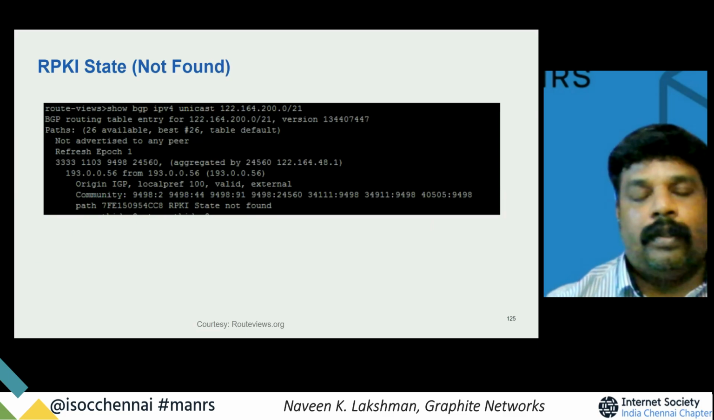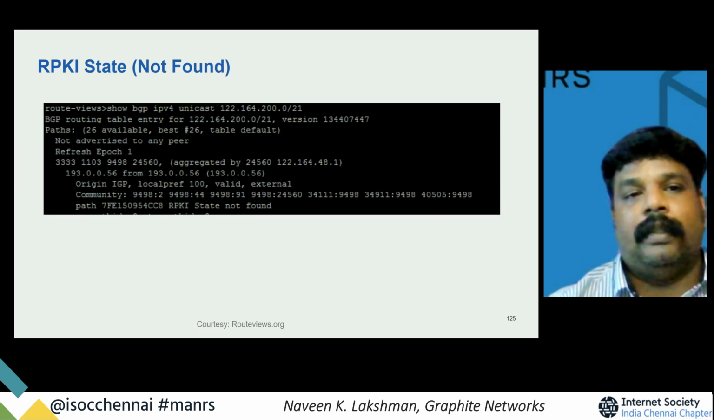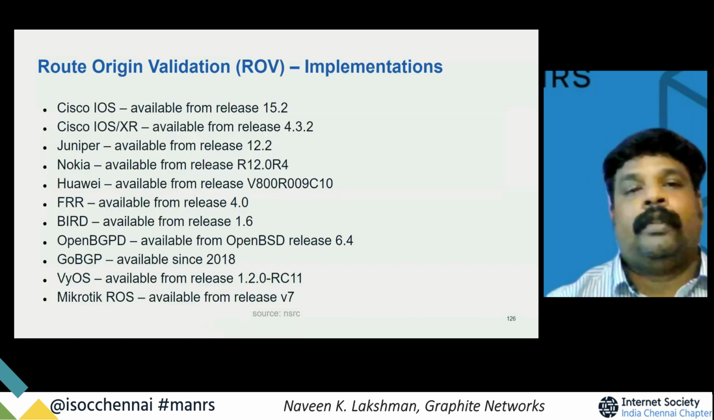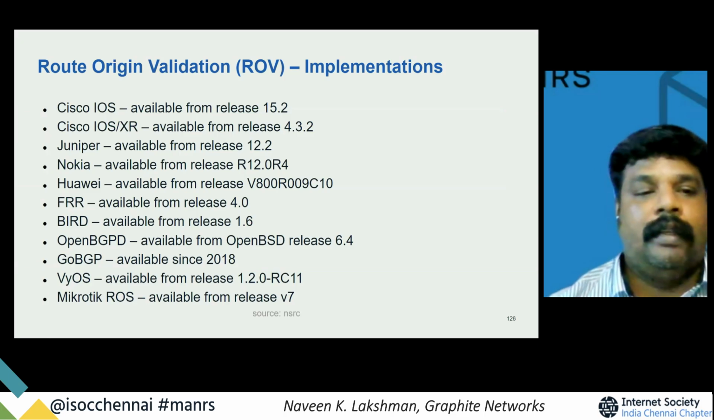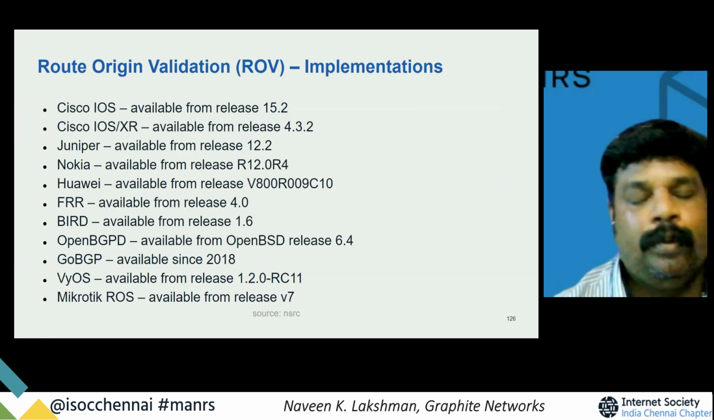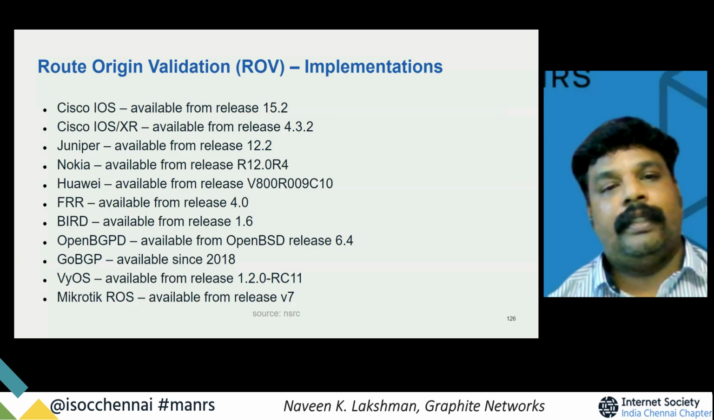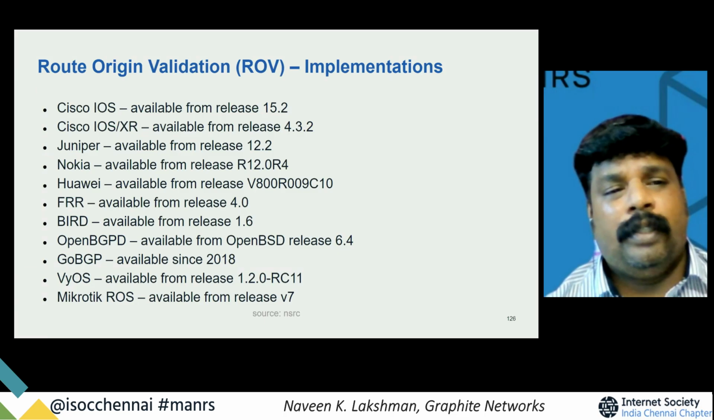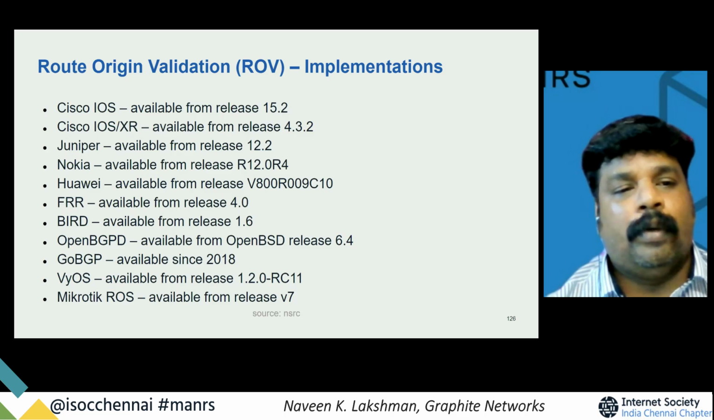So this is not found for a prefix, that is 122.64.200.0/. Most of the routing vendors and open source platforms do support route origin validation. So you can see Cisco IOS, Juniper, Nokia, Huawei, FRR, Bird, etc.